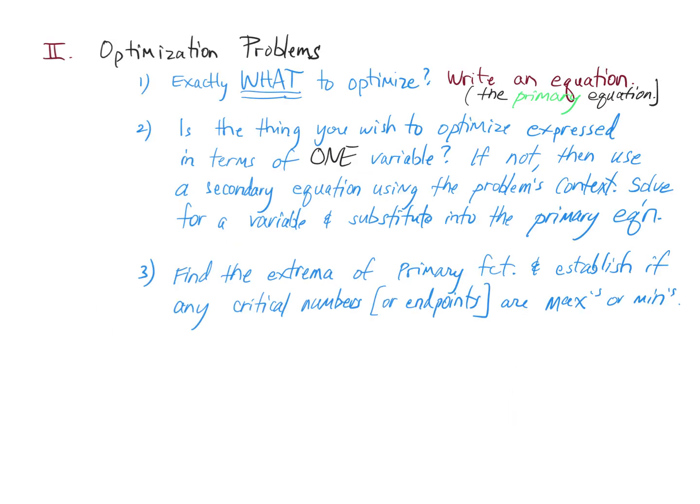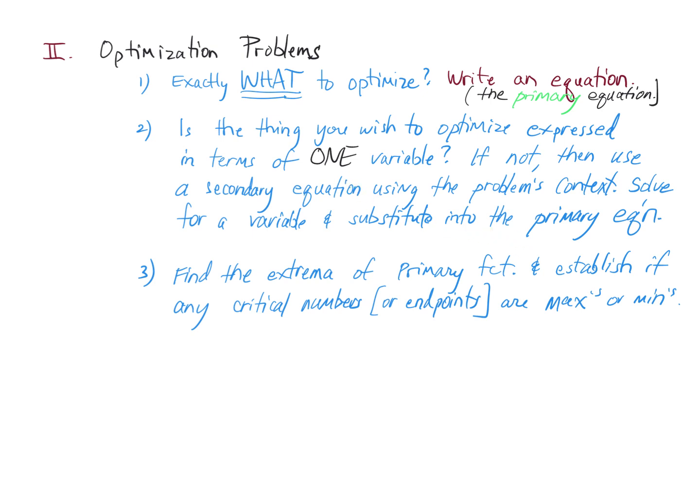For optimization problems, first clearly establish exactly what it is you want to optimize. Write an equation down for that. That will be your primary. Next, is the primary expressed in terms of one variable? If it's not, then using the context of your problem, find another equation and solve that secondary equation for a variable and substitute that into your primary. At that point, your primary will be expressed in terms of one variable.